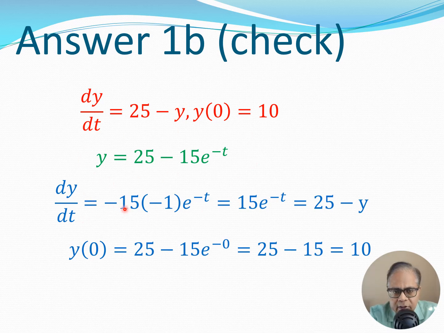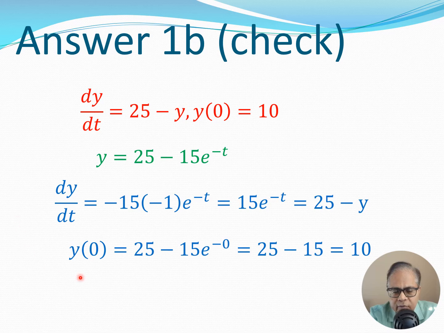So I'm going to immediately get minus 15 into minus 1 e to the power minus t, and then I'm going to get 15 e to the power minus t, and then if we look at the solution, I can write this as 25 minus y. So immediately I can see that this satisfies the differential equation.